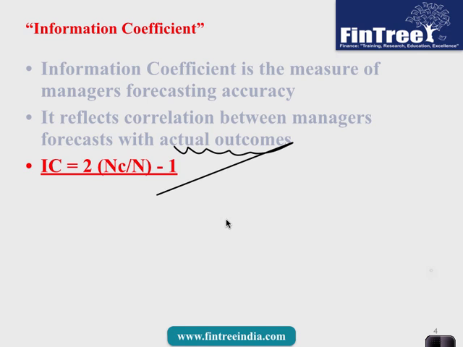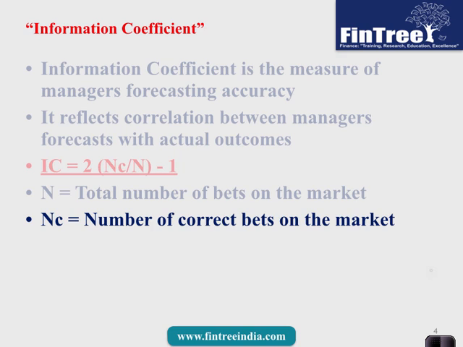Now this formula you'll have to write down here. IC is equal to 2 into NC divided by N, minus 1. N is the total number of bets on the market and NC is the number of correct bets. Now think of it, let's build some intuition on the formula. Think of it purely from a binomial probability perspective.